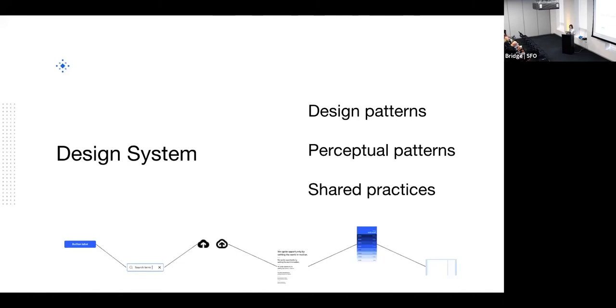And the last but not least is shared practices. Shared practices are basically the way those design patterns and perceptual patterns work together to serve specific product purposes. Those can be, for example, handling big data and multitasking, or thoughtful reading for other products, or engaging in some exercise. There are also other patterns included in a design system, like platform concepts, but we will not cover those today.